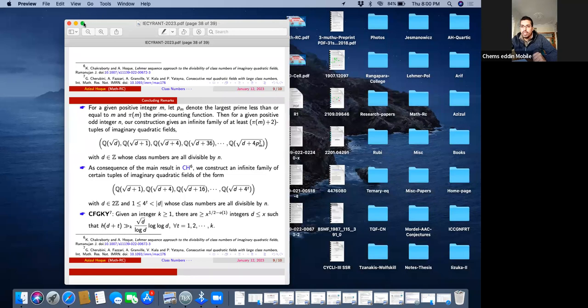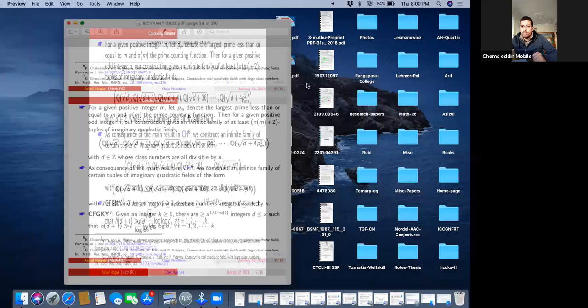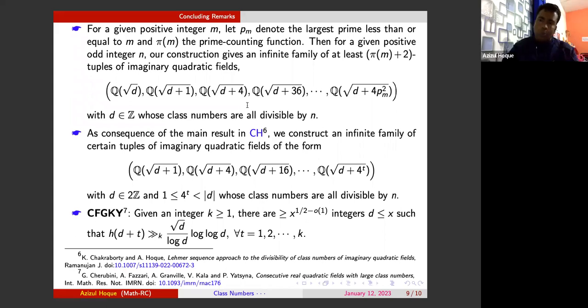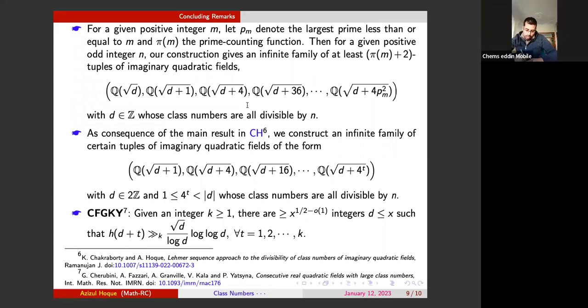Maybe I have a natural question. For the prime number p which divides the class number of this family of quadratic fields, I'm wondering whether there is any information about the power, the exponent of the prime number p, which divides all these quadratic number fields. Do you have any idea, or is there any research?